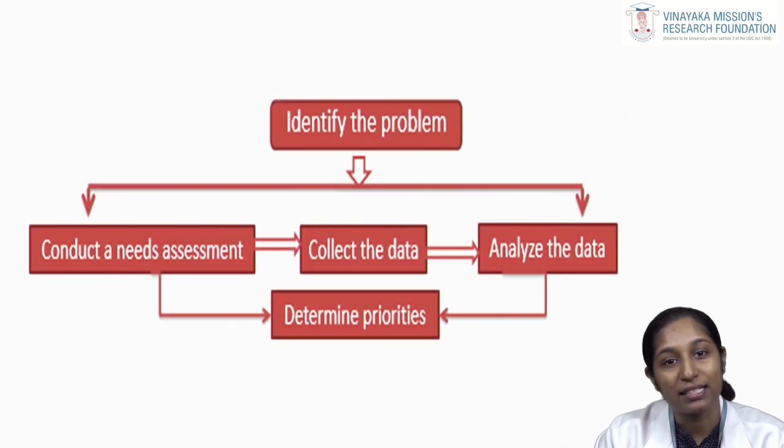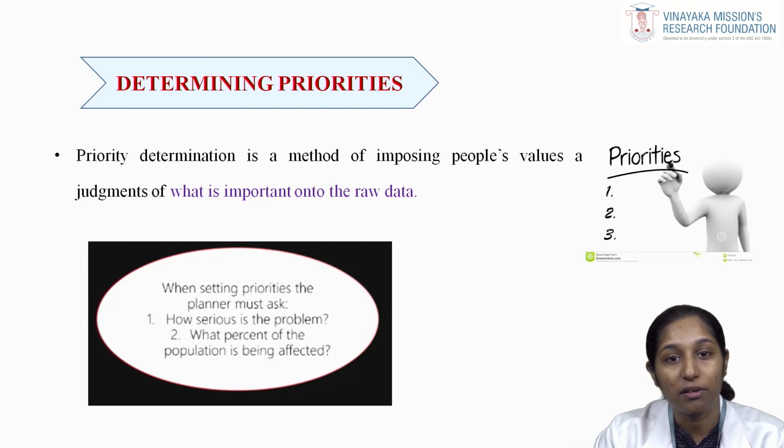The next step in the planning cycle is determination of the priorities. Priority determination is a method of imposing people's values and judgments of what is important onto the raw data. It is used to rank the problems according to severity and helps to utilize the resources tactically. If the priorities are not set and determined, then the program may not serve the purpose or may not serve the people in need. Hence, when setting the priorities, the planner must ask how serious the problem is and what percent of the population is being affected. These are questions a planner has to keep in mind.